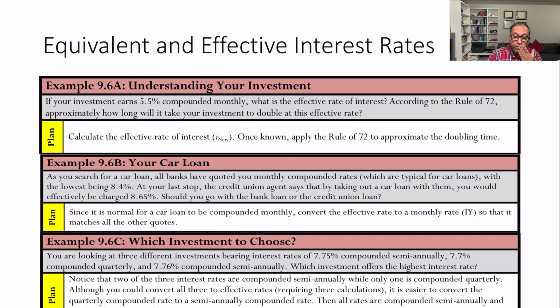So here what we are doing, we are changing the compounding. If your investment earns 5.5% compounded monthly, what is the effective rate of interest? So we want to find out the effective rate of interest. IY is given, which is 5.5%, and CY is monthly, which is 12.